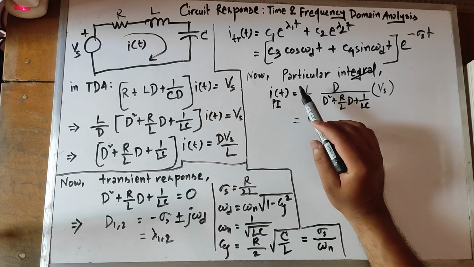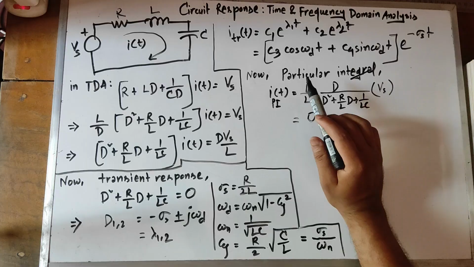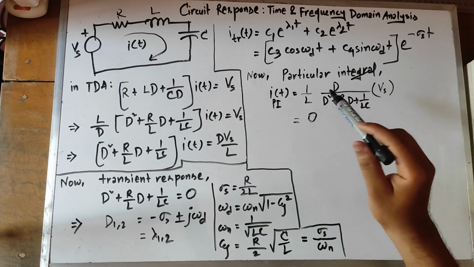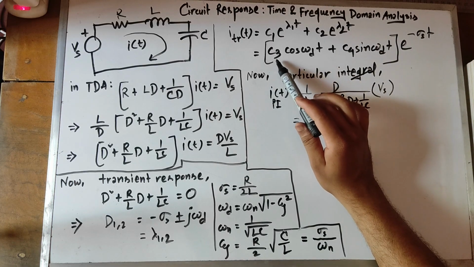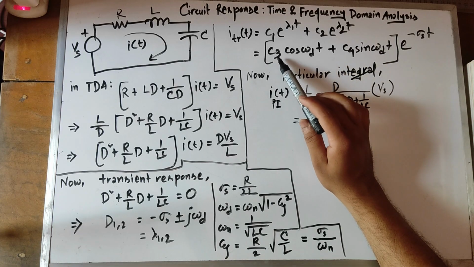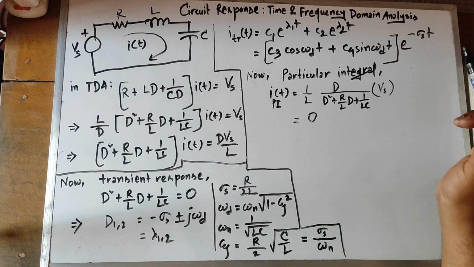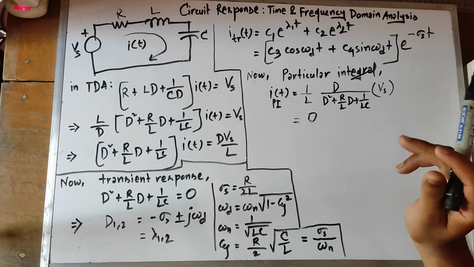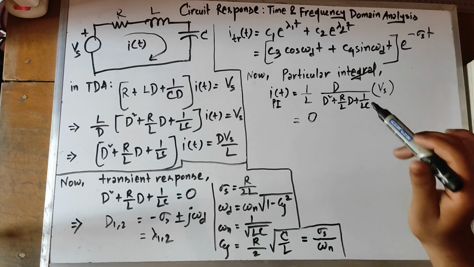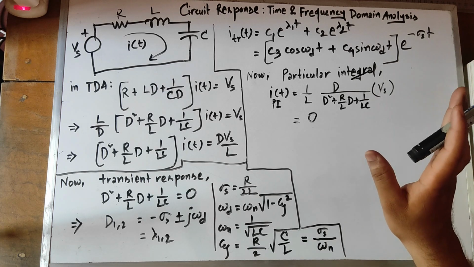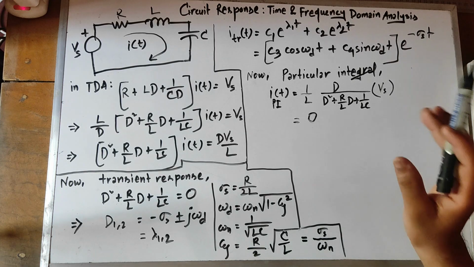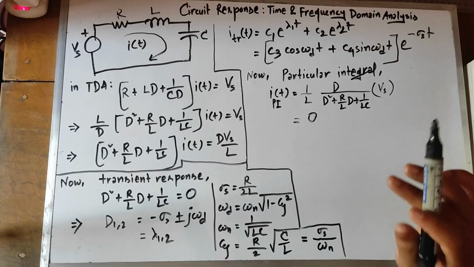Now that we have found the transient response, all we have to do is find the arbitrary constants, which are c3 and c4. But before that, let me find the particular integral, which is the steady state response of the electrical system.